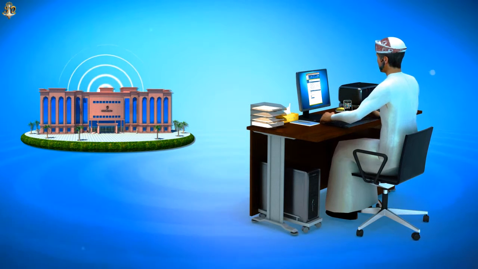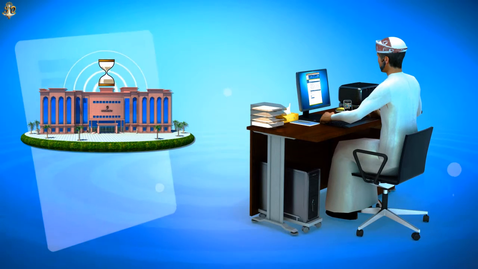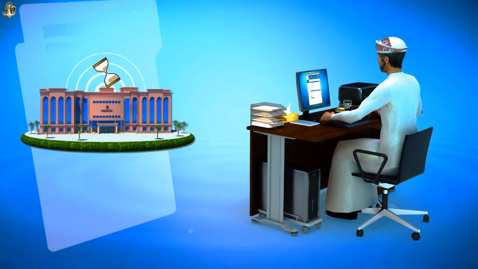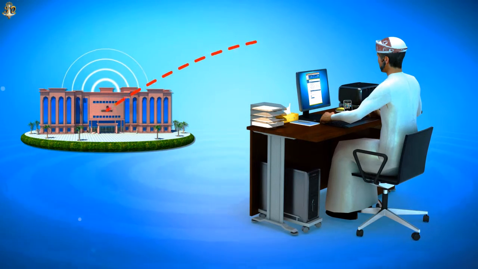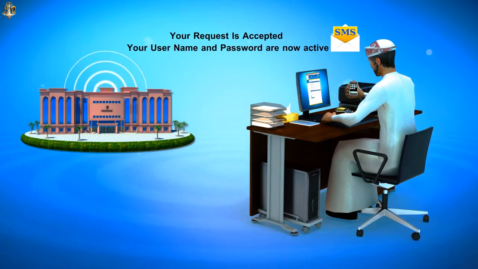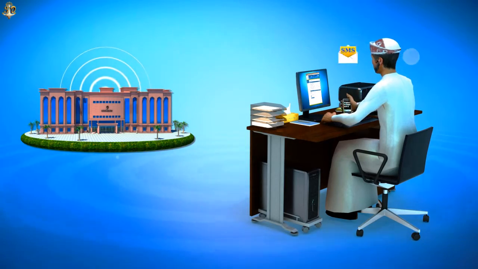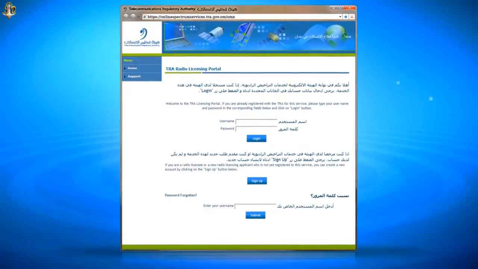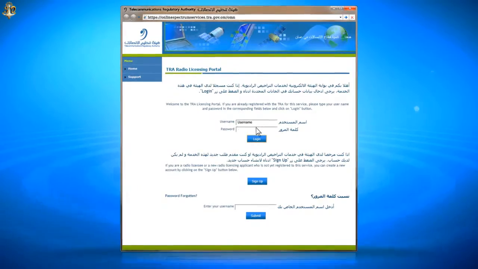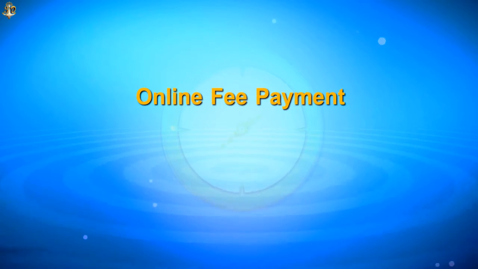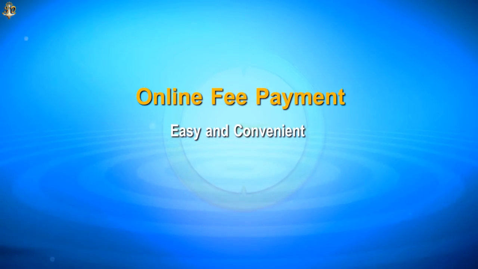Your application will be reviewed and you'll be notified soon whenever your account is activated. Following the review of the application, an SMS and an email message will be sent to the applicant on the acceptance of his application and the activation of his username and password. You may now access TRA portal for online radio license services using your username and password. All your requests and fee payment may now be made online, and you can get your radio license conveniently within a short period of time.